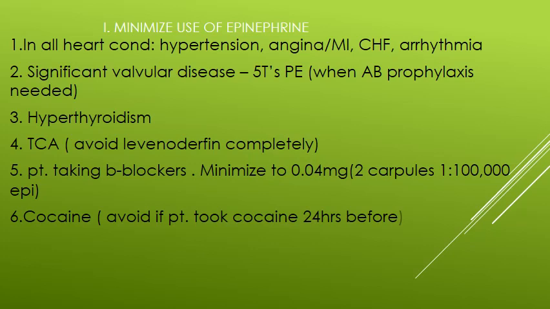So minimize it to 0.04 mg or 2 carpules of 1:100,000 epi. Now, if the patient is taking cocaine, minimize epinephrine. But if the patient has taken cocaine within the previous 24 hours, then there is increased risk of arrhythmia and high BP, so avoid it completely in that case. So these are the conditions which you have to take care of when you select this option.